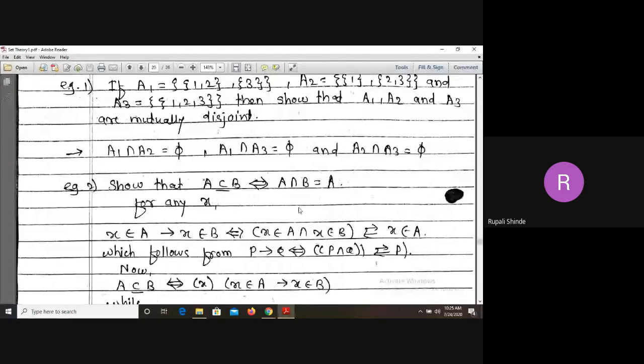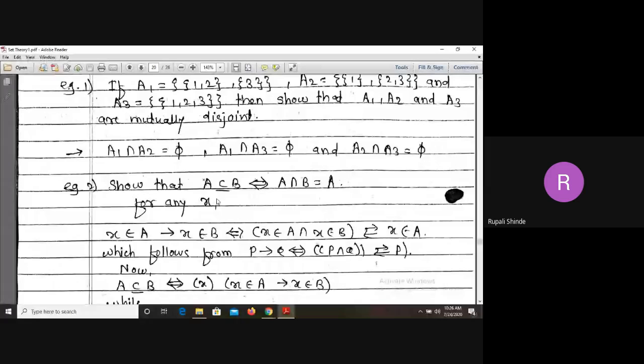So what is the meaning of A intersection B? Again, for any element X, X belongs to A and X belongs to B. And this equals X belongs to A. So first we have seen X belongs to A. If any element X belongs to A, then only X belongs to B, because we have taken here A is a subset of B. म्हणजे जर तो एलिमेंट A मध्ये असेल तरच तो B मध्ये असणार आहे. Okay. Again, what will A intersection B be then? All the elements that are common between A and B.